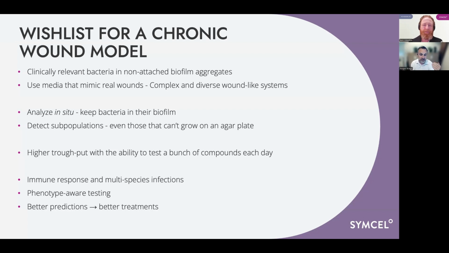Then I would love to get around this CFU counting and instead analyze the bacteria right where they are in the biofilm, in their natural environment. And we want to be able to detect these subpopulations that we know are lying there.